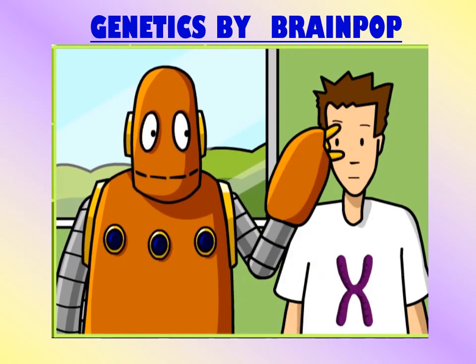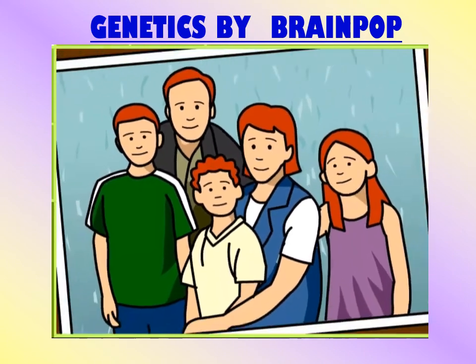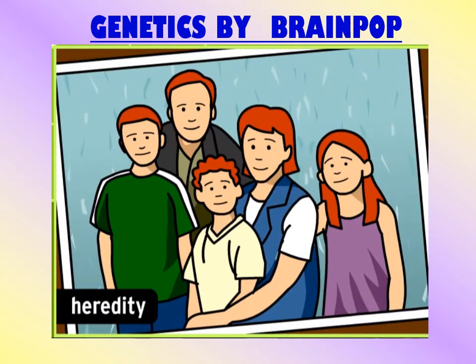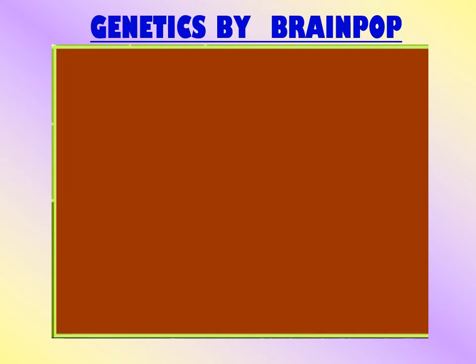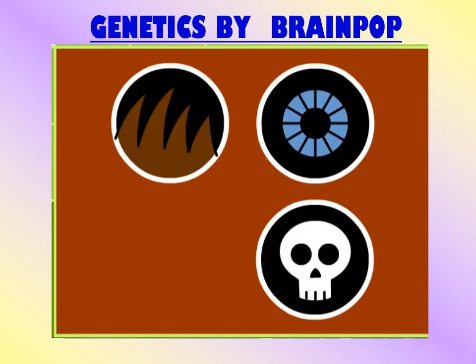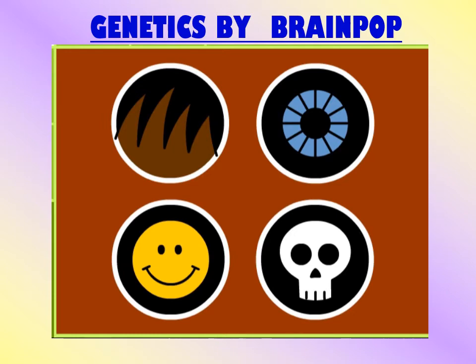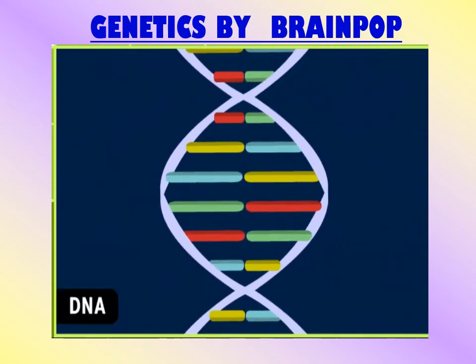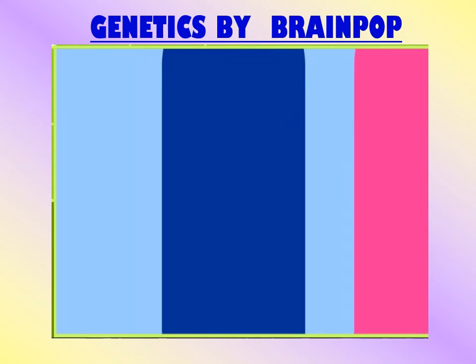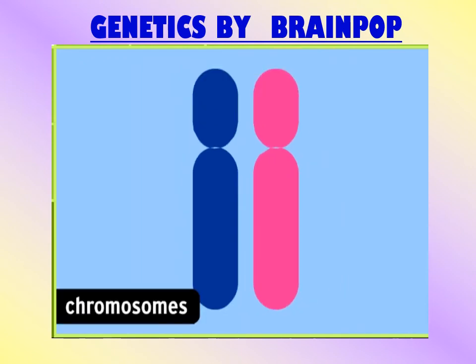The color of your eyes is a factor of heredity, the passing down of physical traits from parents to children. That includes things like hair type, eye color, bone structure, and even parts of your personality. These traits are carried in our genes. Genes are made up of DNA, which stands for deoxyribonucleic acid. DNA is arranged in pairs of strands called chromosomes.